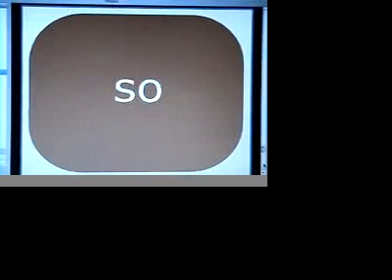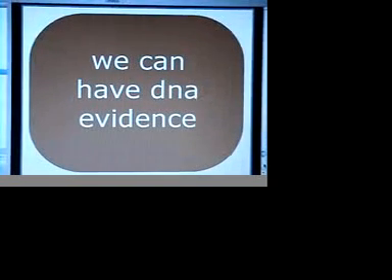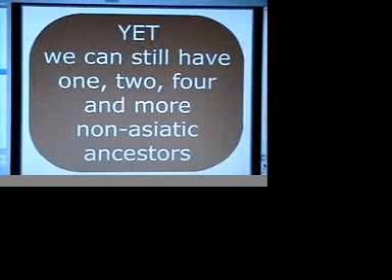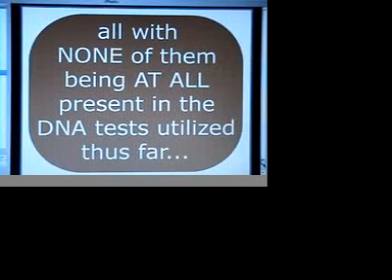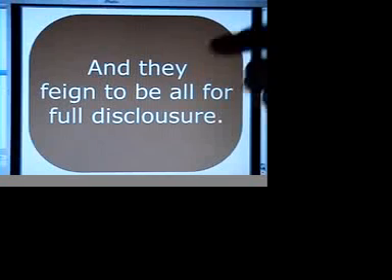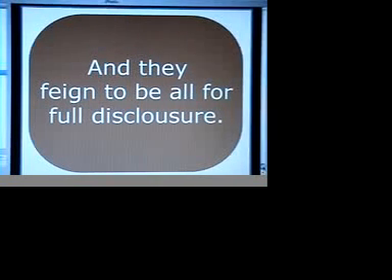So this makes one think. We can have DNA evidence, yet we can still have one, two, four, and more non-Asiatic ancestors, all with none of them being at all present in the DNA tests utilized thus far in connection to the Book of Mormon. Now our critics have an interesting view of this, because they feign to be for full disclosure. If you want full disclosure, you should include the limitations of the evidence you've given, which most of them do not.